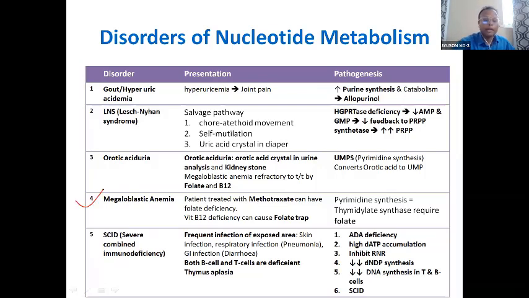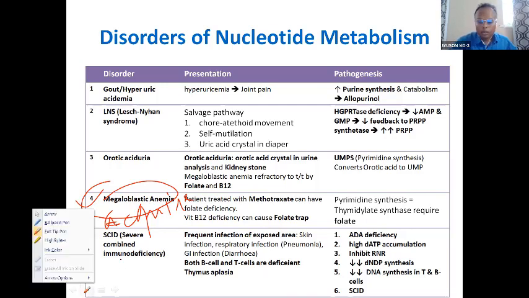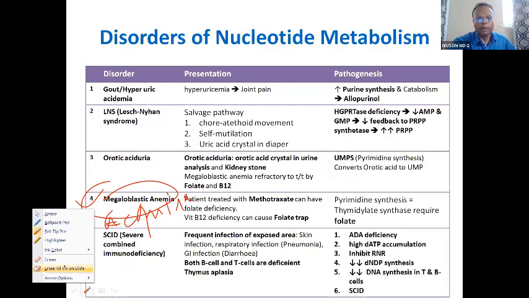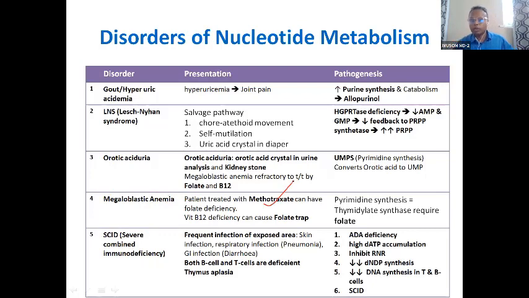So the acquired type of megaloblastic anemia: you can acquire megaloblastic anemia because of folate deficiency or vitamin B12 deficiency. Generally, in the question they ask, the patient is being treated with methotrexate. They are asking many things in one line. You need to have the information that methotrexate is an inhibitor of folate, and that is why it will cause folate deficiency.